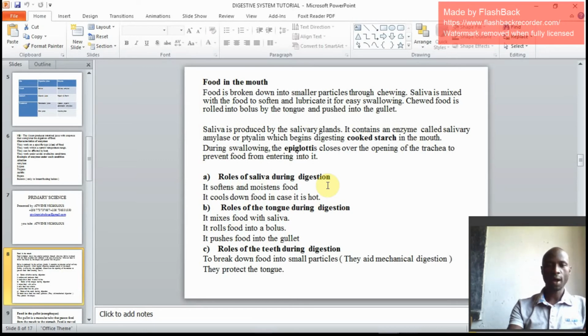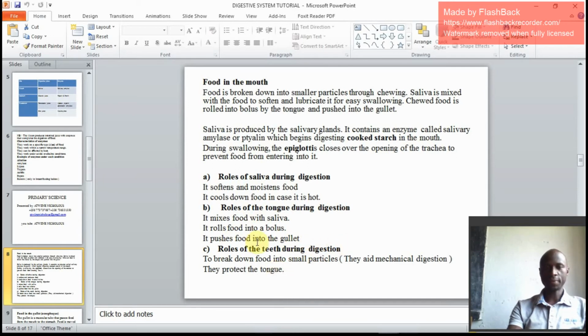And then we have the roles of the tongue. The tongue is meant to mix food with the saliva. Then it rolls food into bolus. Take note of the word bolus, B-O-L-U-S. It is quite different from the one we study in history and social studies, B-O-L-A-S. No, this is L-U-S. So the role of the tongue is to roll food into bolus. Then it pushes food into the gullet. That's another role of the tongue.